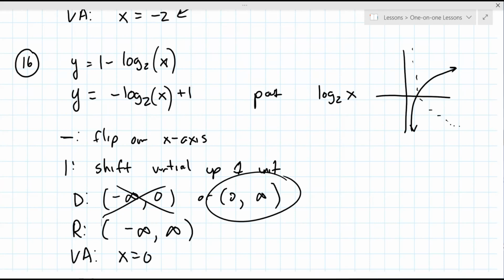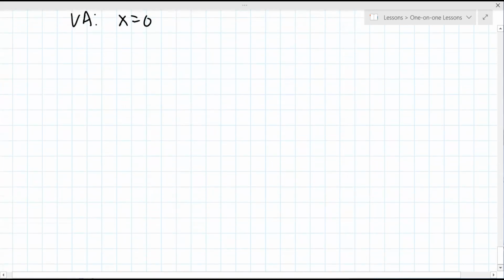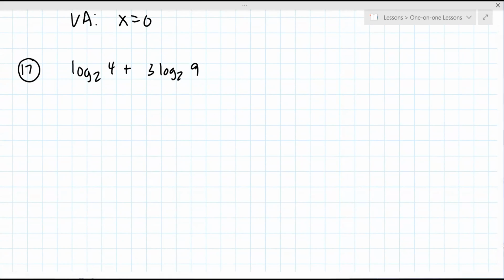All right. So now, it seems like there are graphing problems, and then you go back to a numerical problem to do, which is what 17 is. So 17 says log base 2 of 4 plus 3 log base 2 of 9. And they want you to write it as a single expression. Usually you expand first and then go backwards, but your book's doing it in reverse here.